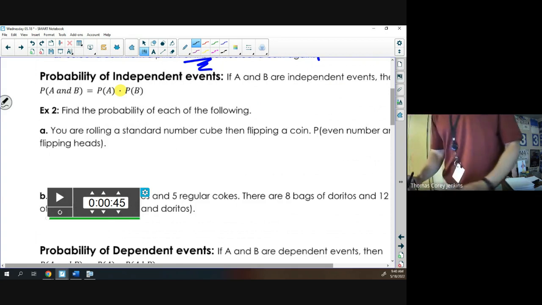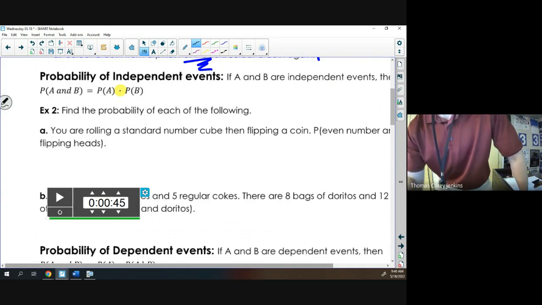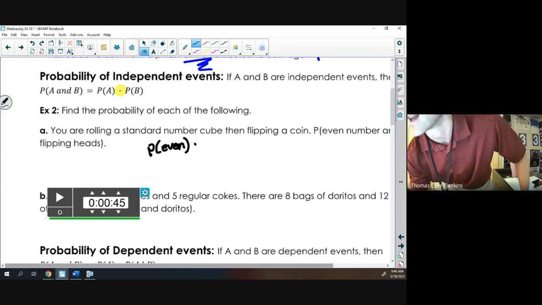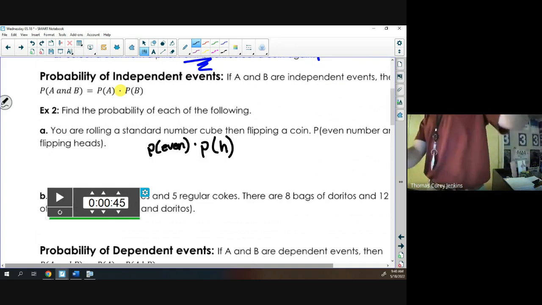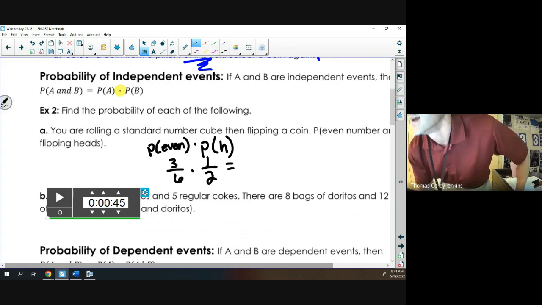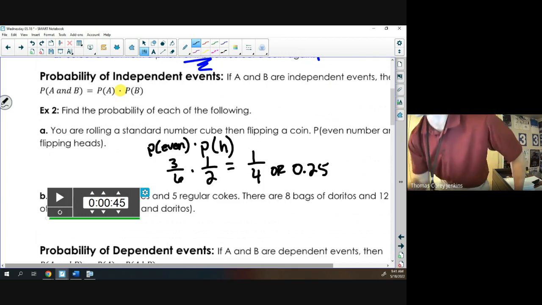Okay. So example 2, A says you roll a dice, and then you flip a coin. So what's the probability of an even, and then the probability of heads? Okay, so we're going to do probability of even on the dice times probability of heads on the coin. So even would be 3 out of 6 or 1 out of 2 if you want to reduce. And then heads is 1 out of 2 outcomes. So then we multiply, and 1/2 times 1/2 is going to be 1/4. Or 0.25, or if we wanted a percent, 25%.